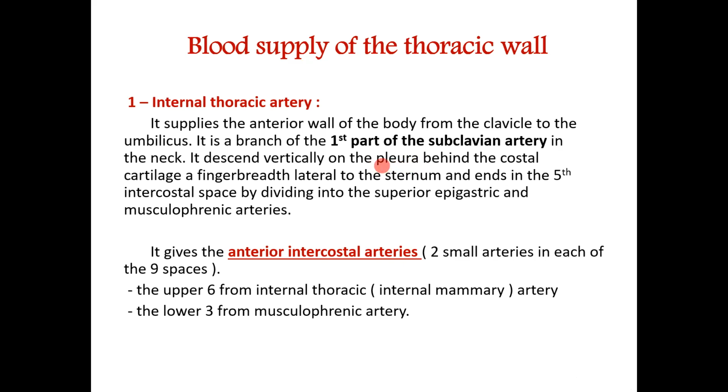Layers of pleura, البلورا layers عندنا visceral and parietal and so on. So the internal thoracic artery descends vertically on the pleura of the lung, behind خلف the costal cartilage, a finger breadth بعرض صباعه lateral to the sternum, and ends in the fifth intercostal space. ينتهي internal thoracic artery at the level of the fifth intercostal space by dividing into two branches, which are the superior epigastric artery and the musculophrenic artery. Phrenic, of course, you know, means the diaphragm. يعني branch اللي يغذي لنا العضلات ويغذي لنا الdiaphragm.